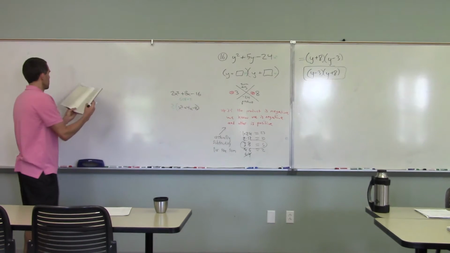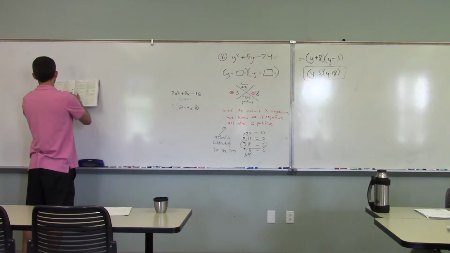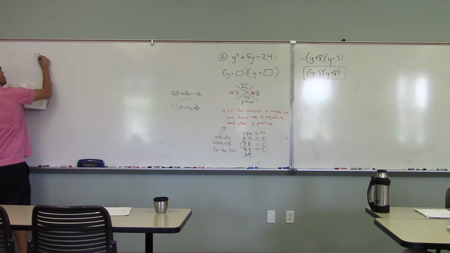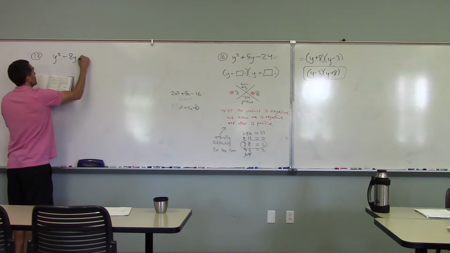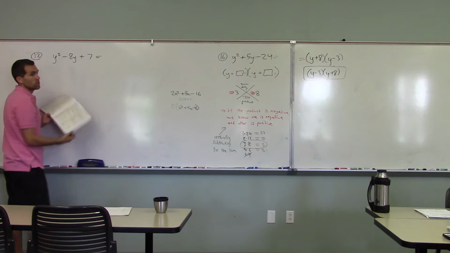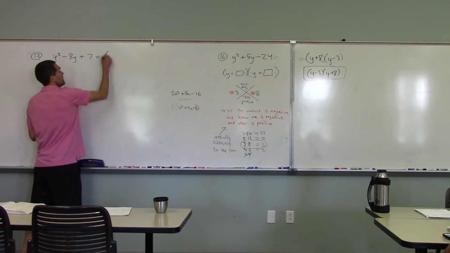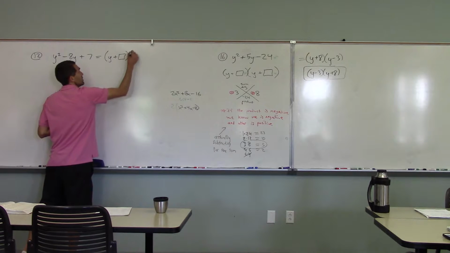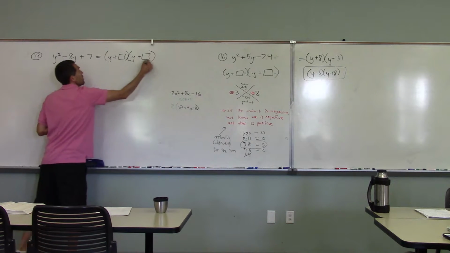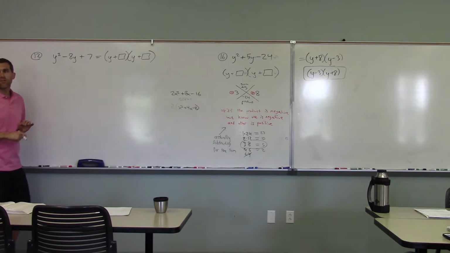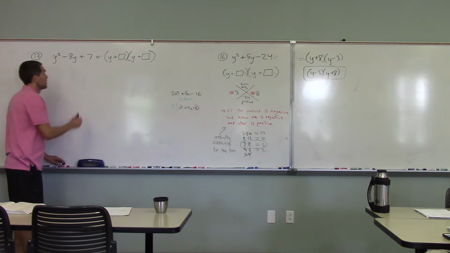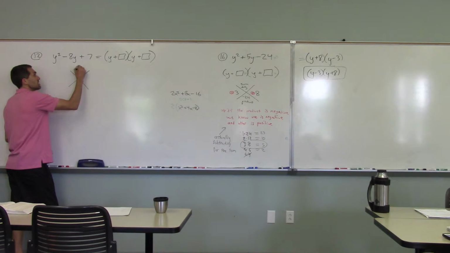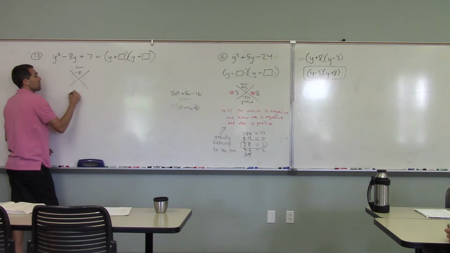Okay, and the type I'm looking at is number 12. Okay, so number 12, same type of problem, but different negatives. Okay, so I know the general format of my answer here is y plus some number times y plus some number. The reason I know that is there's a 1 out front, and that's our favorite type. Okay, so we have a sum of -8, a product of +7.